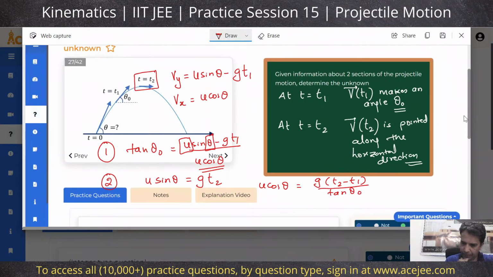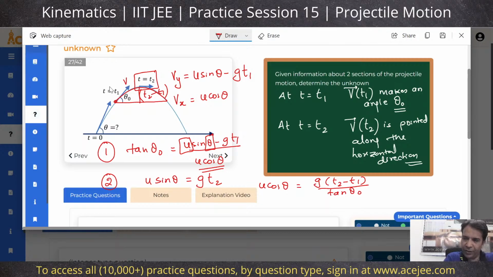Any different approach that comes to mind? So the other approach is you can figure out, if you just take a look at this part of the motion, this is also a projectile motion. So now the time period between this and this is t2 minus t1, which will essentially give you the same thing. It's not going to give you anything different. How would you approach it there?